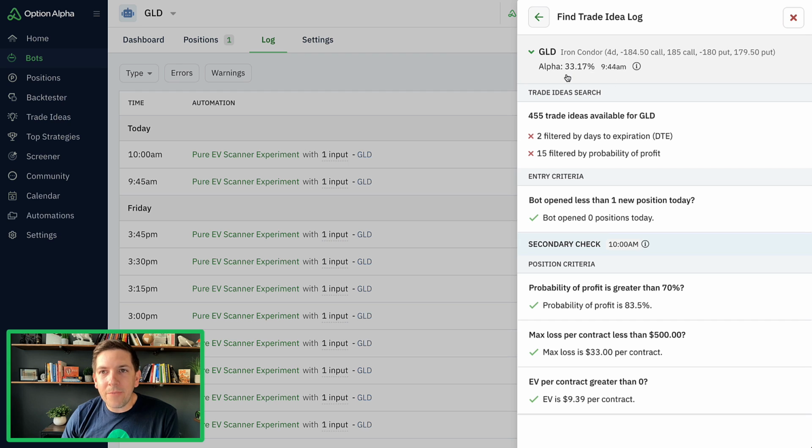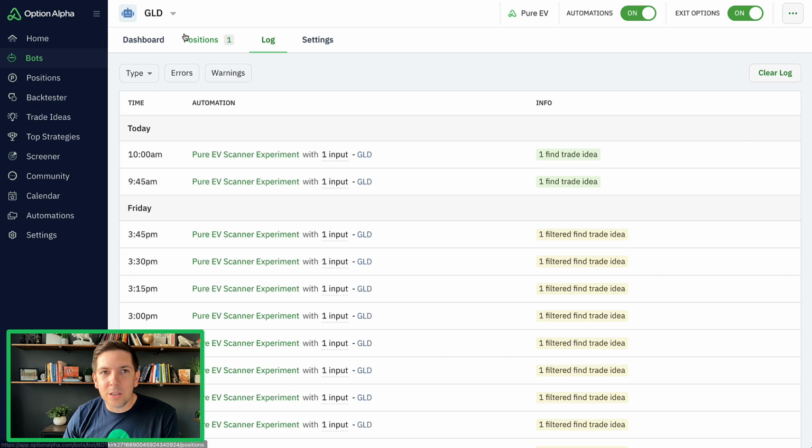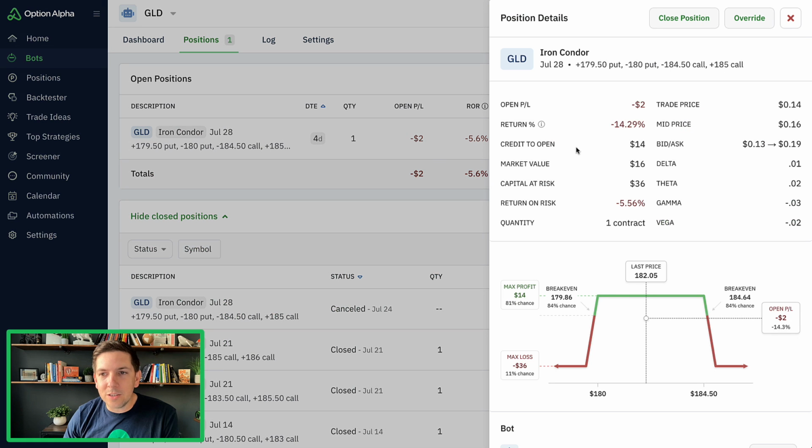analyzed, and then it found one with an alpha of 33.17%. The probability of profit was 83%. The max loss was 33 cents per contract, and the expected value was $9.39 for this particular position. So that's the position that it got into.